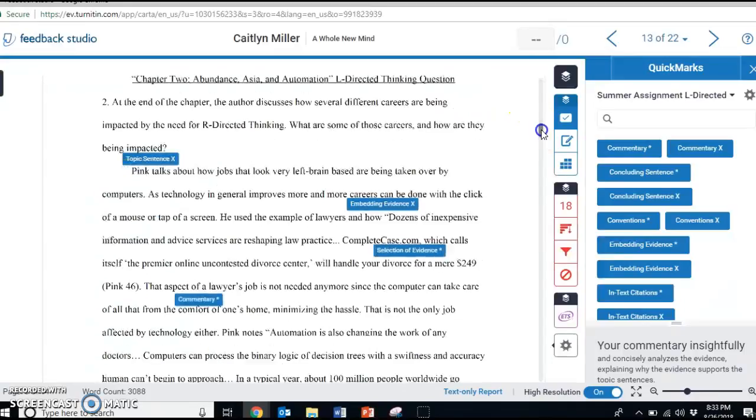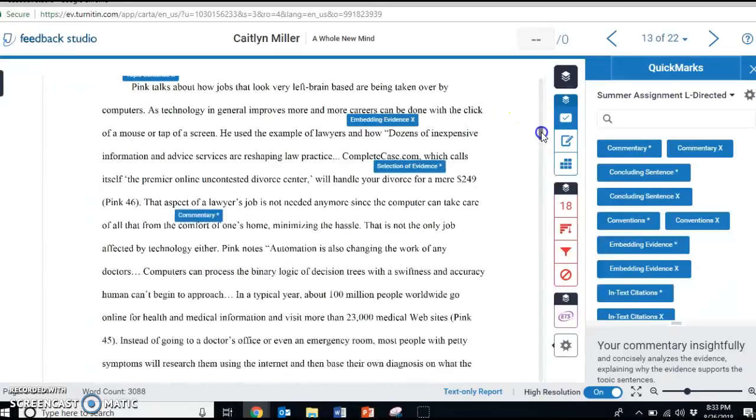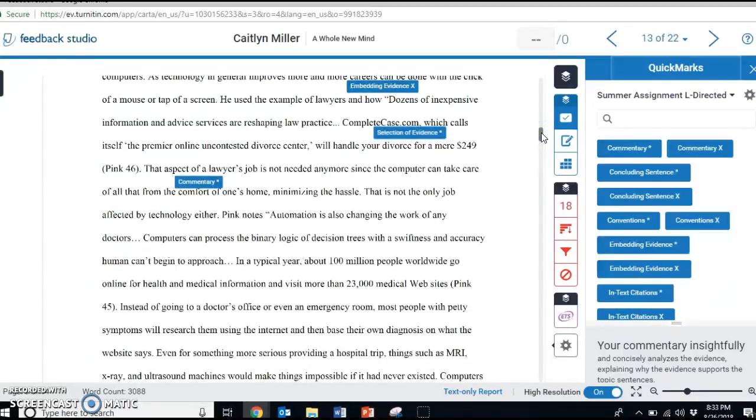All right, the next thing I looked for was evidence. I think you did a great job selecting evidence from the text. Like in this paragraph, I really liked how one piece of evidence was about lawyers and then the other piece was about doctors. I think that allowed you to develop the paragraph really nicely. It wasn't just the same thing.